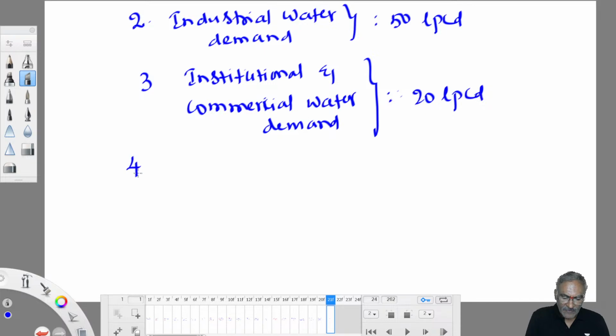Okay. For the GATE exam, this much idea is more than sufficient. You don't require so much in-depth knowledge regarding each and every demand. For state government exams, they'll ask more questions from these water demands, but not in the GATE exam. GATE is more of numerical type. Institutional and commercial water demands, it is 20 LPCD. Then demand for public utility.